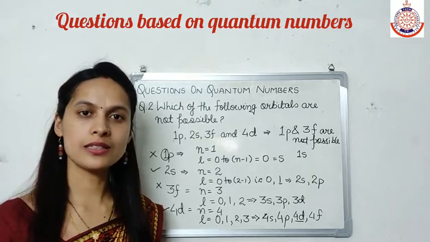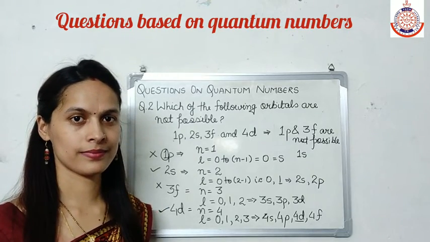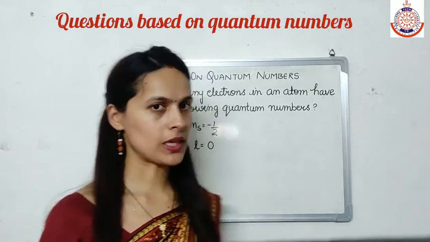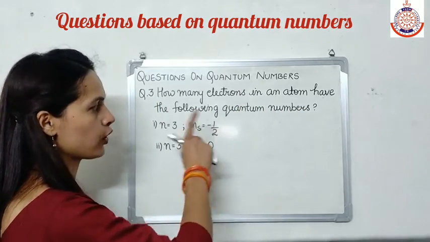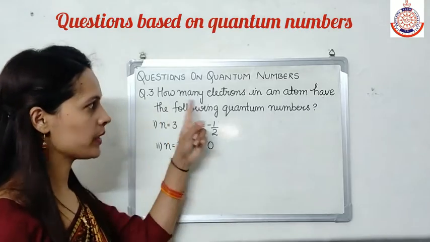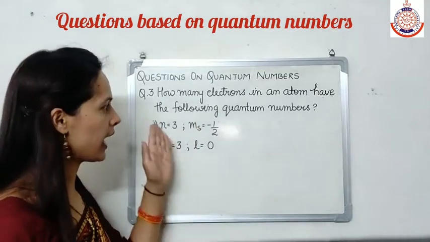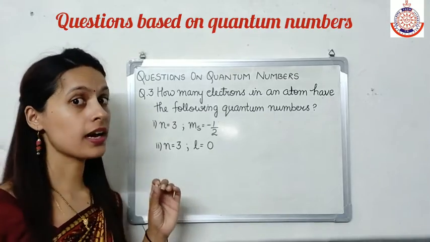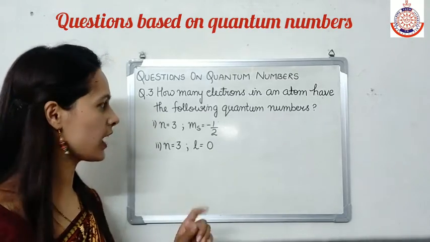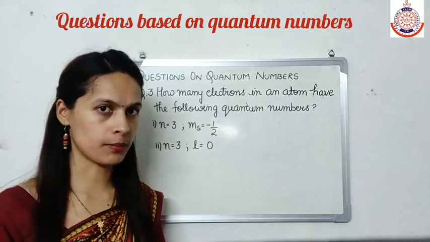Now we'll do the third one. This is our third type of question. How many electrons in an atom have the following quantum numbers? It means in an atom there are how many electrons which have this set of quantum numbers.